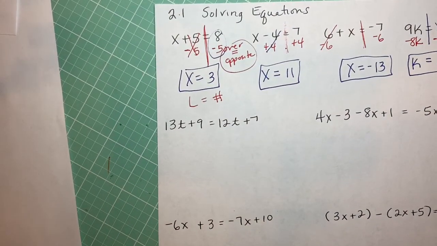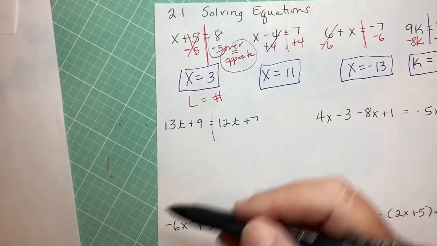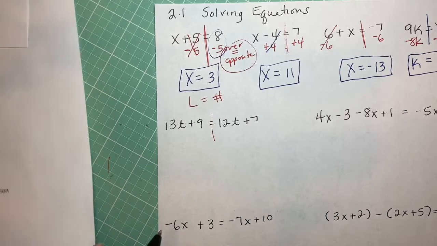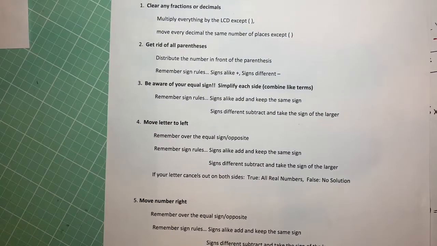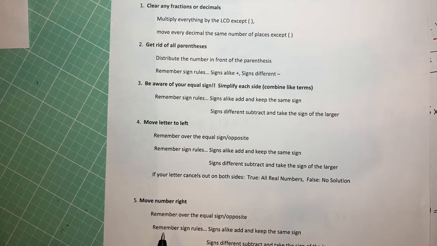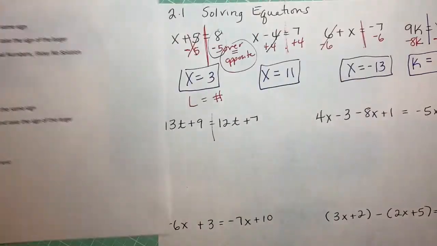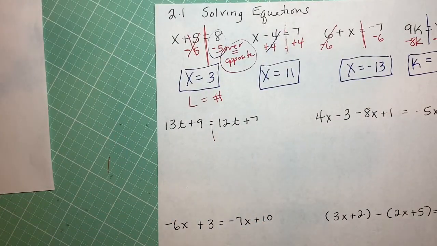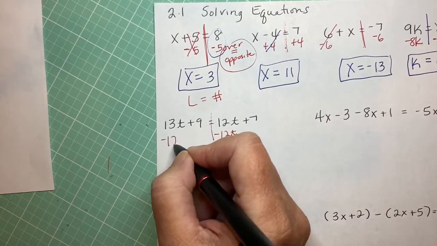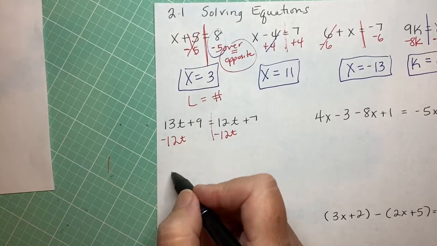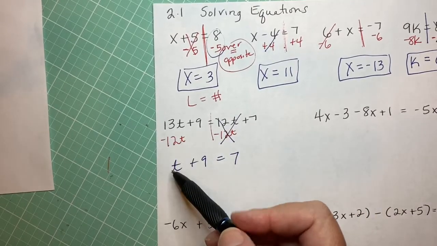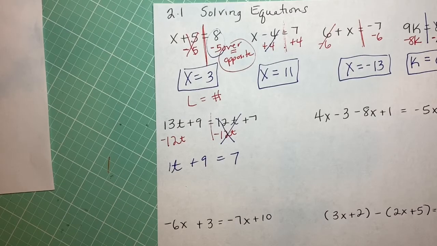This next one, now we've got a little bit more going on. Again, I want to be aware of my equal sign. It's right there. So I want to move my letters to the left and my numbers to the right. And it doesn't really matter the order, but just through all the years that I've taught this, it looks less confusing if you always do letter left first and then number to the right. And so for this one, I've got numbers on both sides and I've got letters on both sides. But first, I'm going to move my letter to the left. So I'm going to minus a 12t, minus a 12t, which then leaves me a t plus 9 equals 7, because that cancels out, and 13 minus 12 is 1t. You can write a 1 there if you want to, but you don't have to.